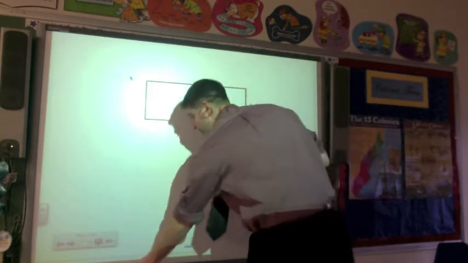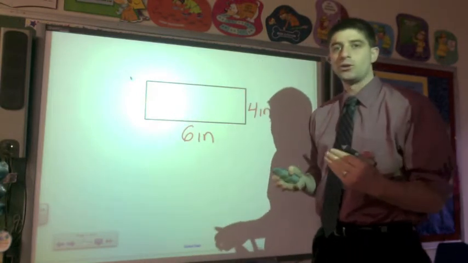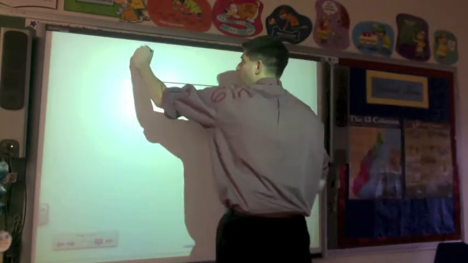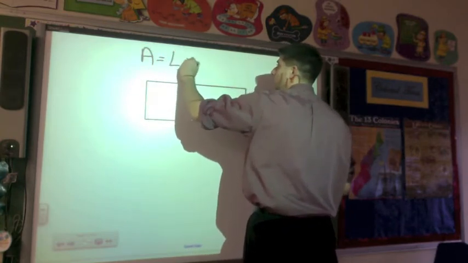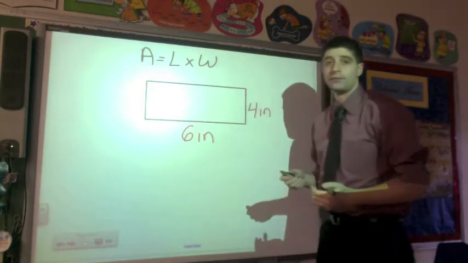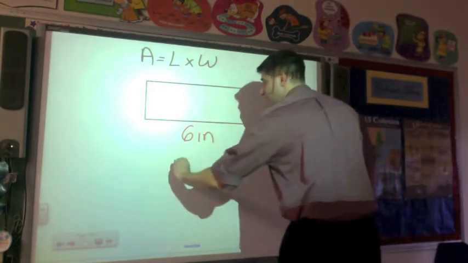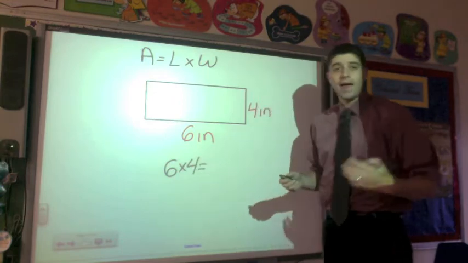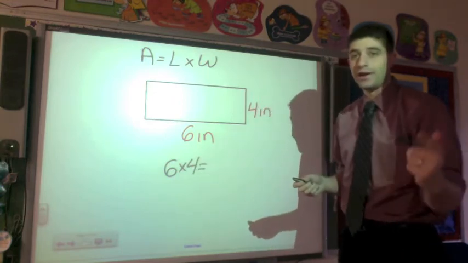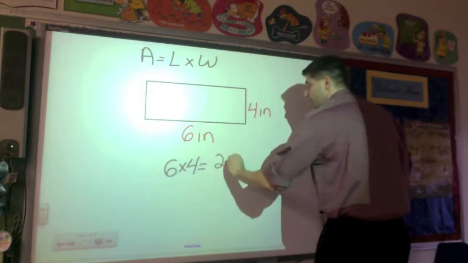So that's a formula that you're going to want to write down and remember. We could just write it like this: Area equals length times width. So what I'm going to do is solve 6 inches times 4 inches, and 6 times 4 is, yep, you guessed it, 24.